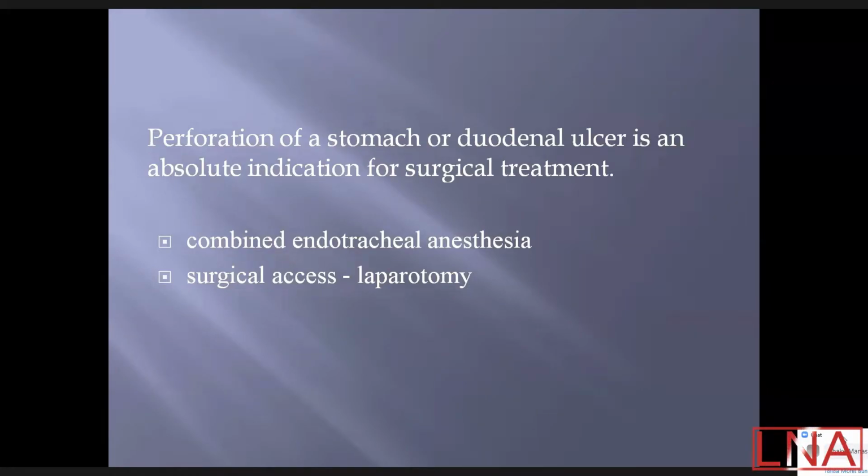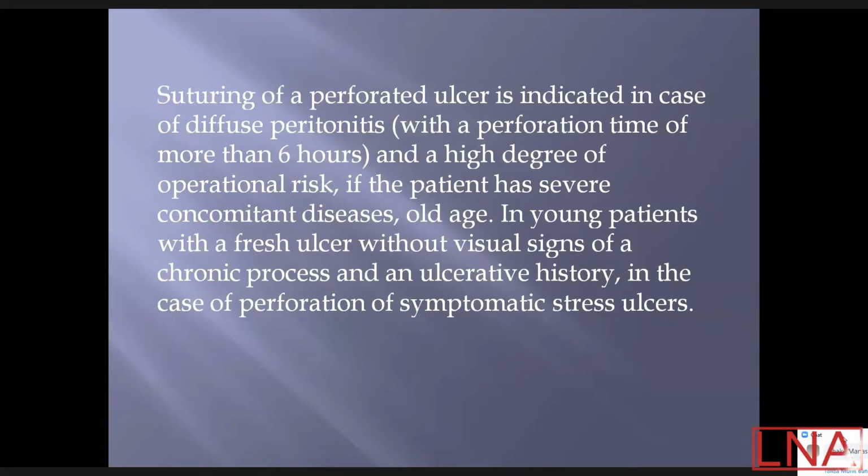In the event that the patient's condition is severe and is due to diffuse purulent peritonitis, together with the anesthesiologist, intensive infusion therapy is prescribed and carried out for 1-2 hours. The operation is performed under combined endotracheal anesthesia. It's also possible to use epidural anesthesia, correcting hypovolemia. Most often for surgical access when performing surgical treatment of a perforated ulcer, laparotomy is used. Midline laparotomy. It's the gold standard of access for this patient.